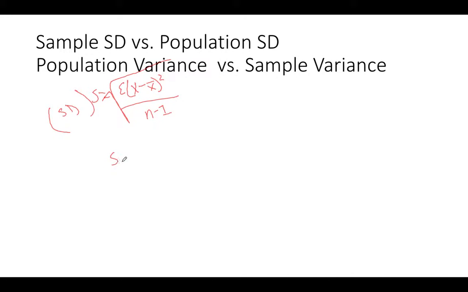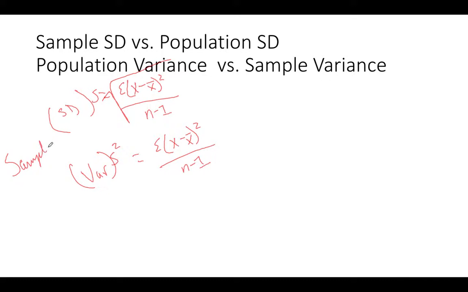Now, for variance, which is s squared, or I'll label it as variance, we're going to have the same formula, so the sum of our square deviations divided by n minus 1. But now you'll notice there is no square root. That's the only difference between standard deviation and variance, to be honest with you.